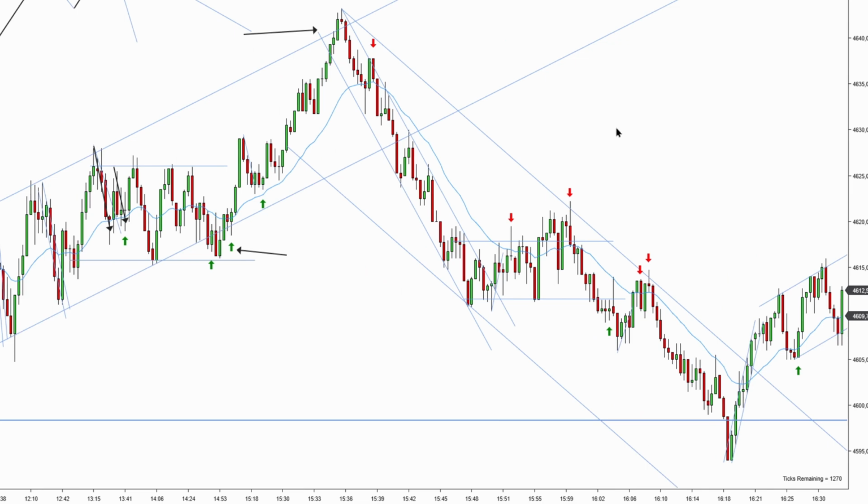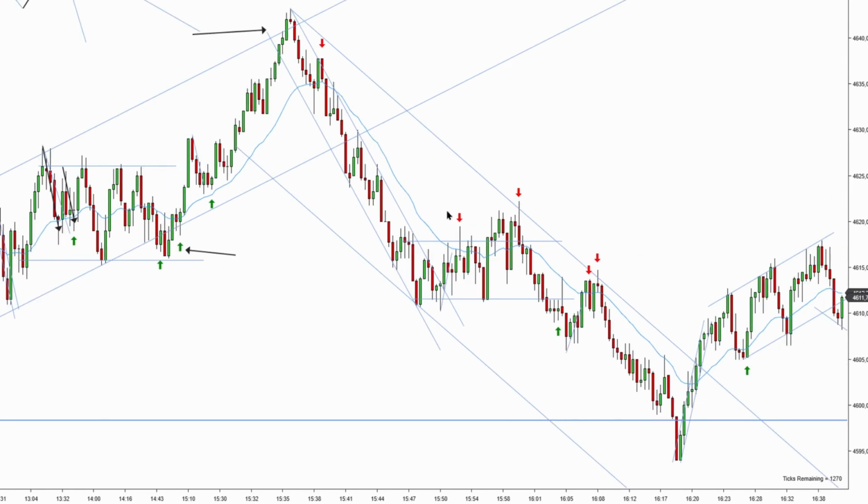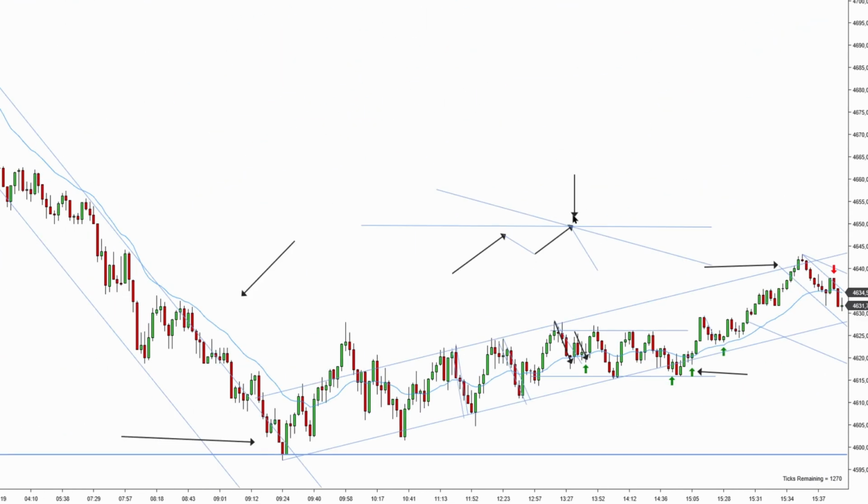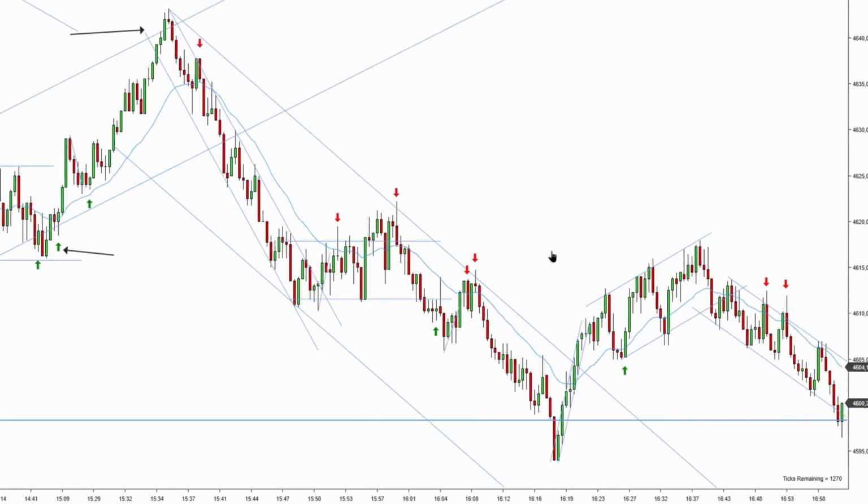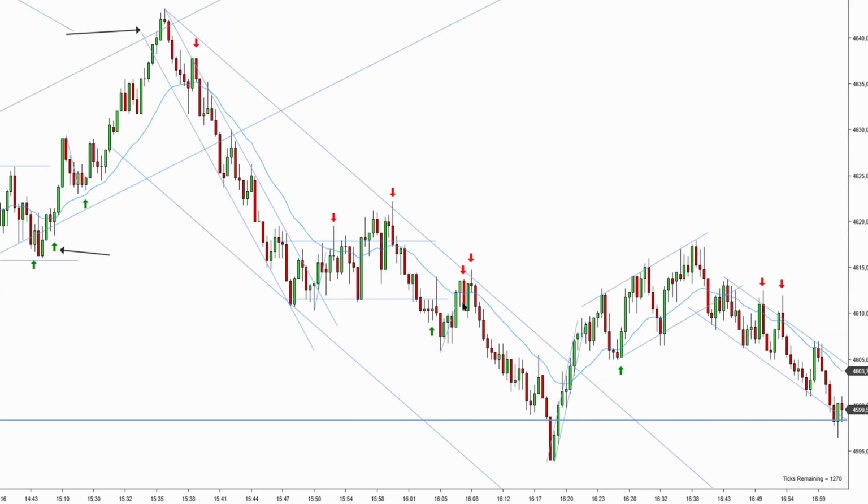And once again, do you see the similarities? You're just focusing on the two-legged pullbacks, on the key entry point, or possibly failed breakouts. You're not worried about anything else. This is how price action is supposed to be traded. If you miss this trade, don't go short at these lows. Don't have a fear of missing out. It's okay. Let the market go without you. There's always going to be another setup around the corner.